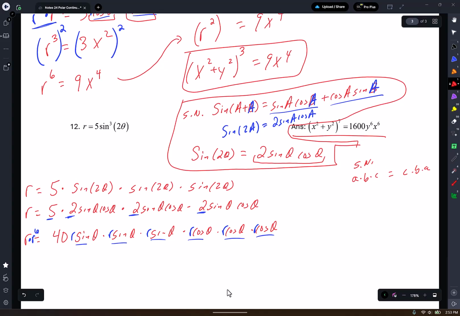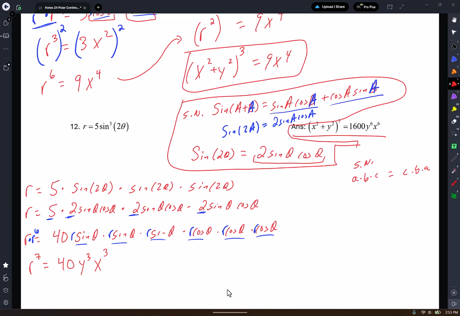We're so close. So now I have R to the 7th equals 40, and then R sine theta, R sine theta, R sine theta. How many of, what do I have? Y times Y times Y. That's Y to the 3rd. And then R cosine theta, R cosine theta, R cosine theta. What's that? X to the 3rd. Good job. We're here now.